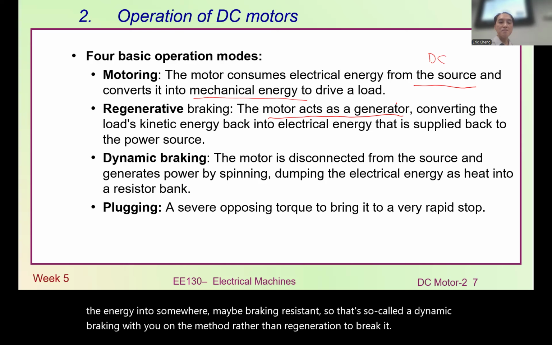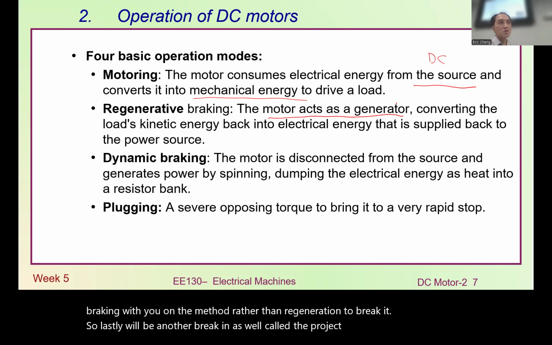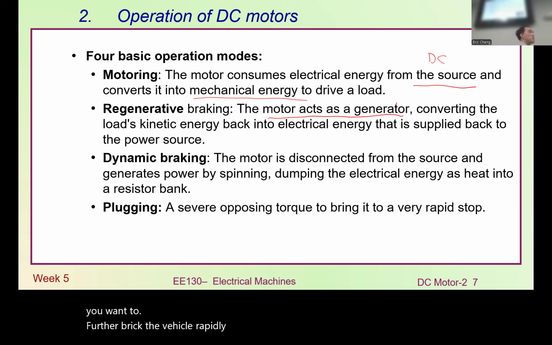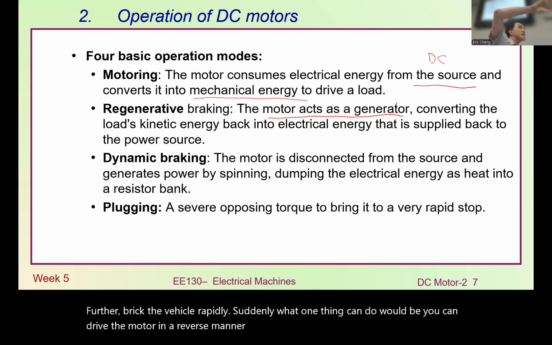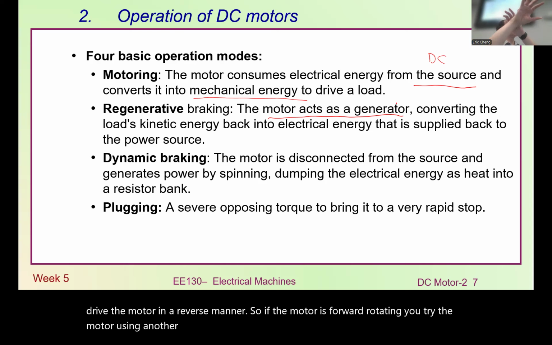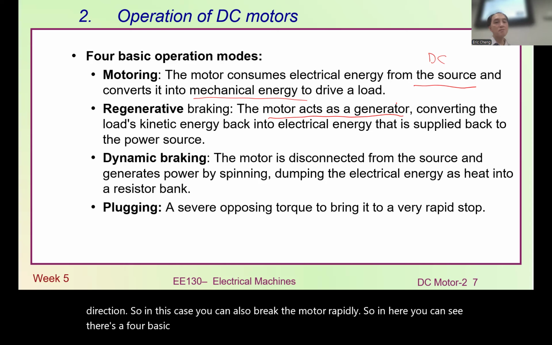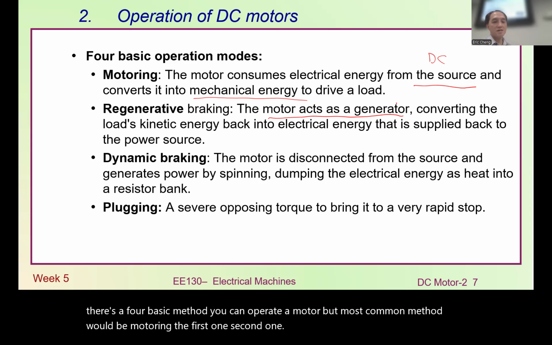So lastly, there's another braking called the plug-in mode. If you want to brake the vehicle rapidly and suddenly, one thing you can do is drive the motor in the reverse manner. Here the motor is rotating forward, and you drive the motor in the other direction. So you force the motor to accelerate in the opposite direction. In this case, you can also brake the motor rapidly. So in here, you can see there are 4 basic methods to operate the motor, but the most common method will be motoring, the first one. The second one will be regenerative braking.